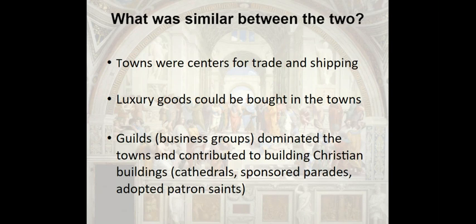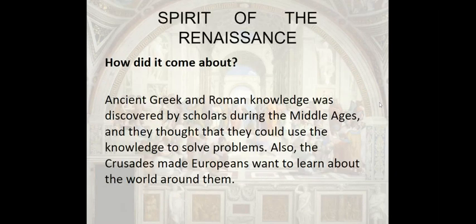What was similar between the two? So towns were centers for trade and shipping. So towns are still really important. Luxury goods could be bought in the towns. So people, even if you lived outside of a town, because not everyone lived in a town, could still use it; it was still kind of the epicenter of trade. Guilds, which are business groups, dominated the towns and contributed to building Christian buildings, cathedrals, sponsored parades, adopting patron saints. So while the church does not have as big of a role as it did in the Middle Ages, it does still have a role in the Renaissance.